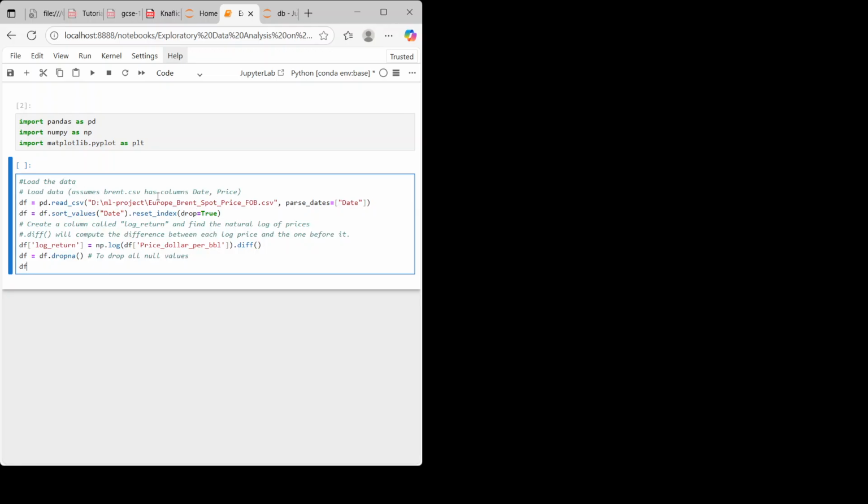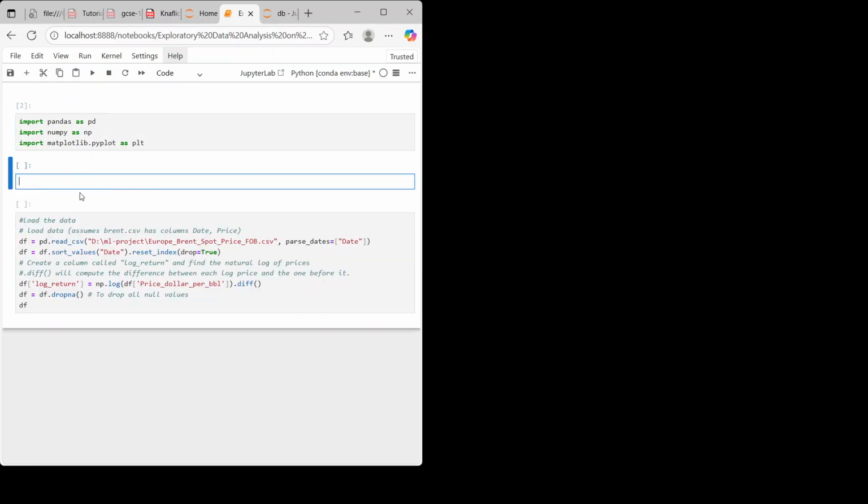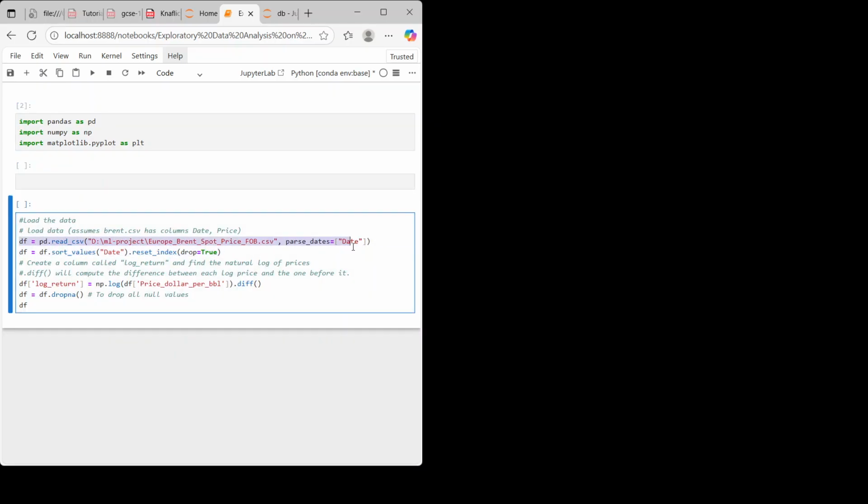So we load the data, assuming that the Brent CSV has a column dates. See if I can get the data for you guys. So you need to get the data loaded. That is something I probably should have told you. I'm going to do this step by step so that you understand what I mean.